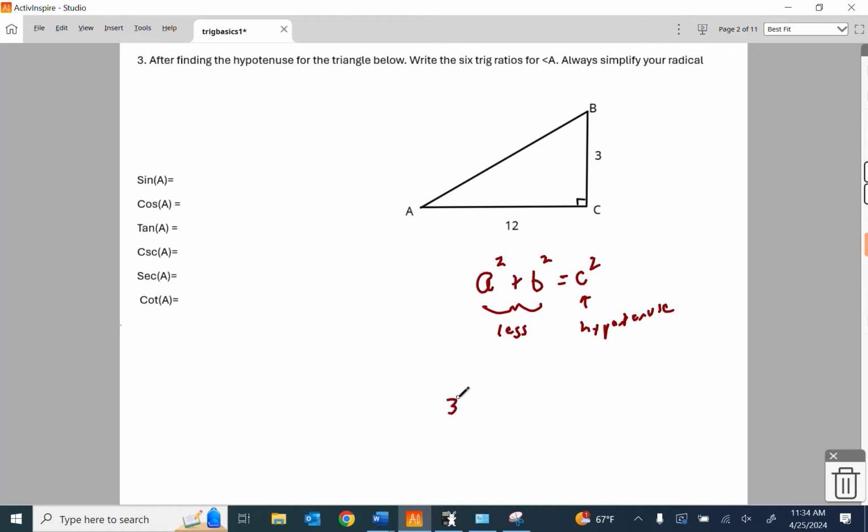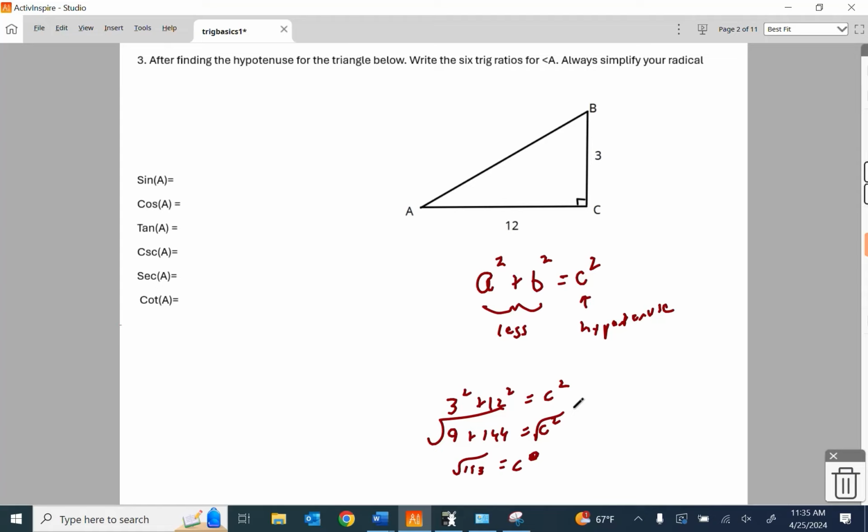But anyways, 3 squared plus 12 squared must be c squared. 3 squared is 9, 12 squared is 144, and that is c squared. If I push buttons or whatever, 9 and 144 is going to be 153. That's 153 is c squared. Or sorry, it's just c, because I take the square root. I didn't show that, but I guess I should have. I got ahead of myself.